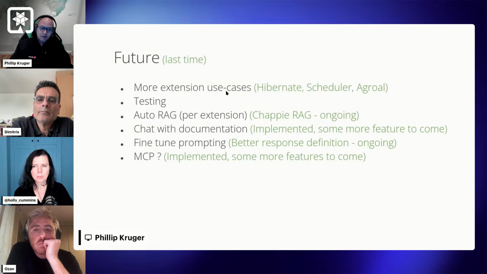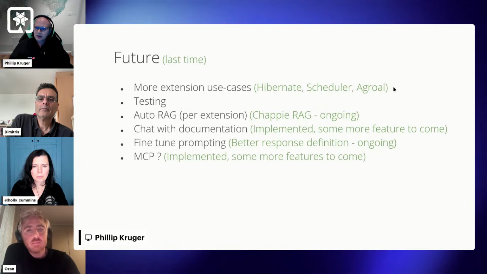And the green is now what I have added. So last time, this was what we said we still need to work on: some more extension use cases. Since then, Hibernate is a very cool example that I didn't show, but the scheduler and some more stuff on Grow. Testing, nothing done there yet.